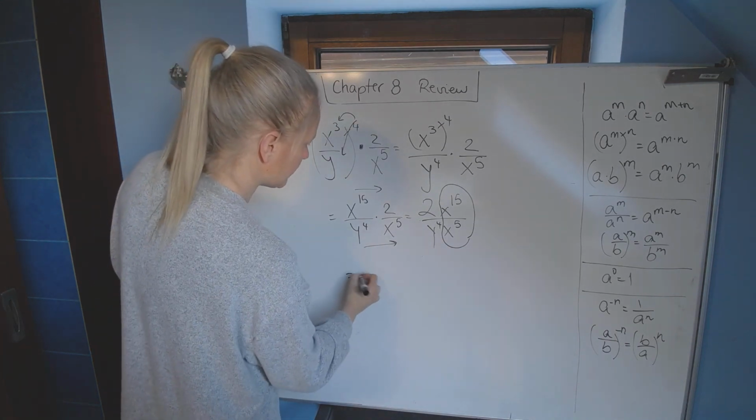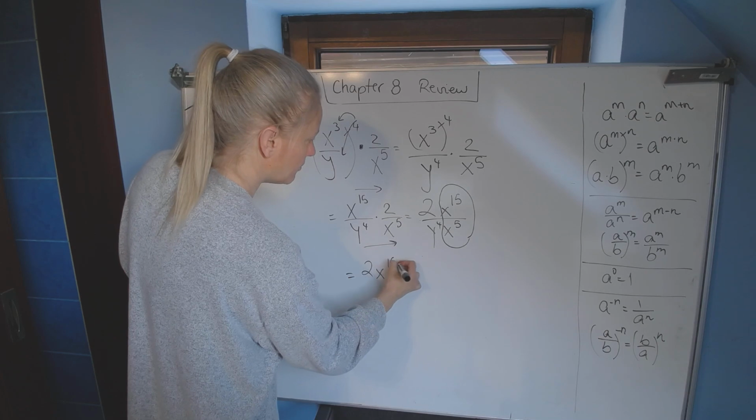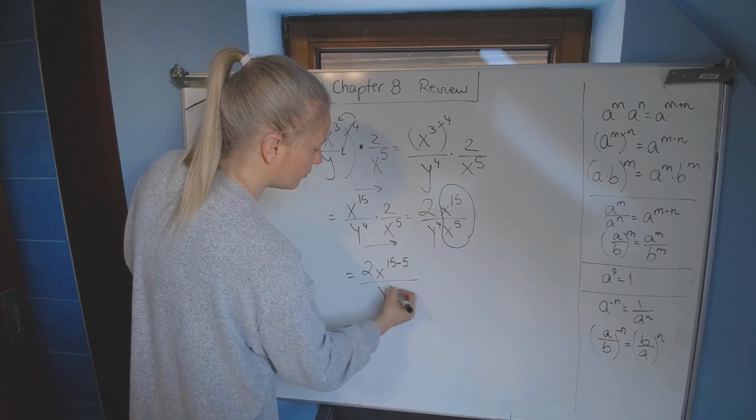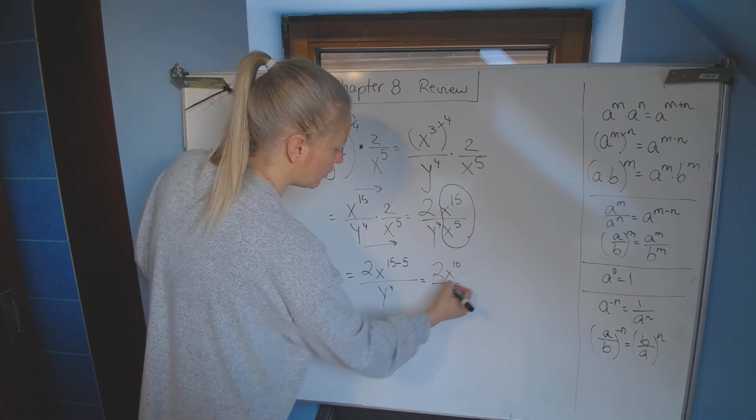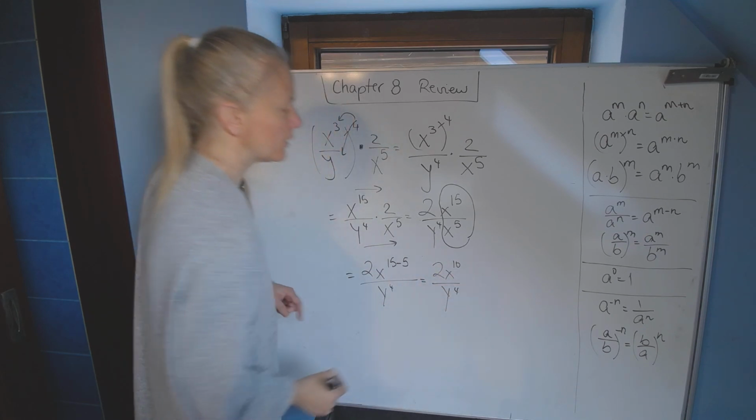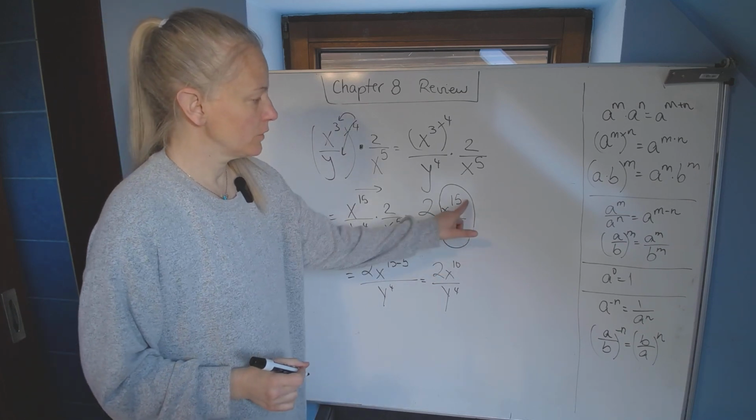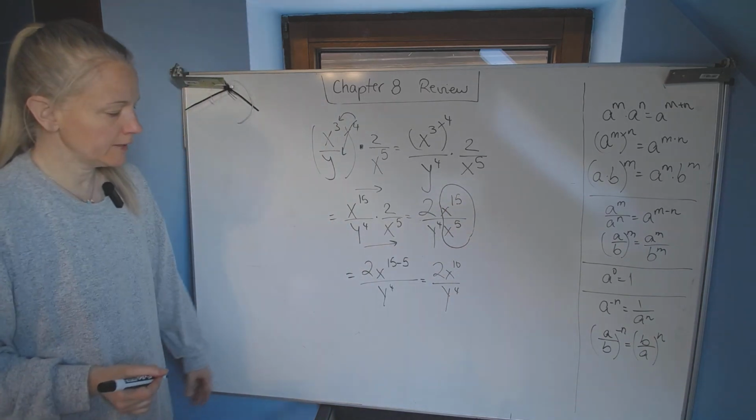So this becomes 2x to the 15th minus 5, all over y to the fourth, or 2x^10 over y^4. X to the 15th divided by x to the 5th goes on the top, and it goes x to the 15th minus 5, right? This is my final answer.